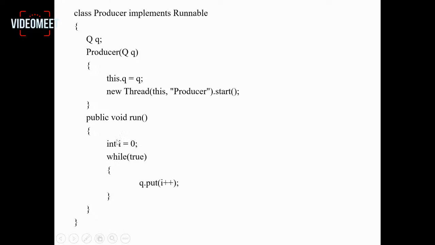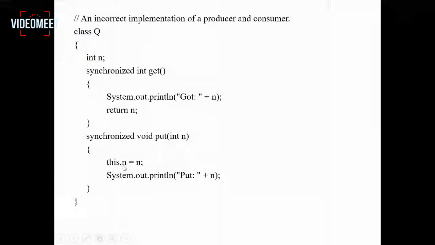Then the start method in turn will make a call to the run method. What the run method is going to do is declare a variable i of integer and initialize it to 0, and while true, so this condition will always be true, this will be continuously making a call to the put method. The i value will be sent first and then incremented, so it will become 1. When it is called, that 1 will be sent to the put method, and that will be assigned to n, and then the put method will display that variable n's value.